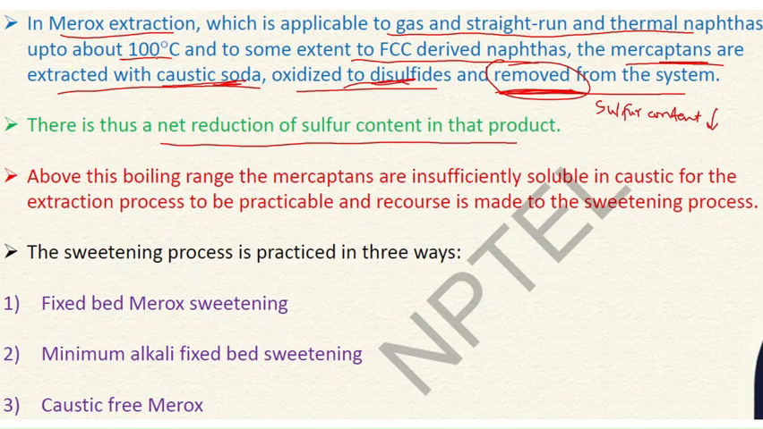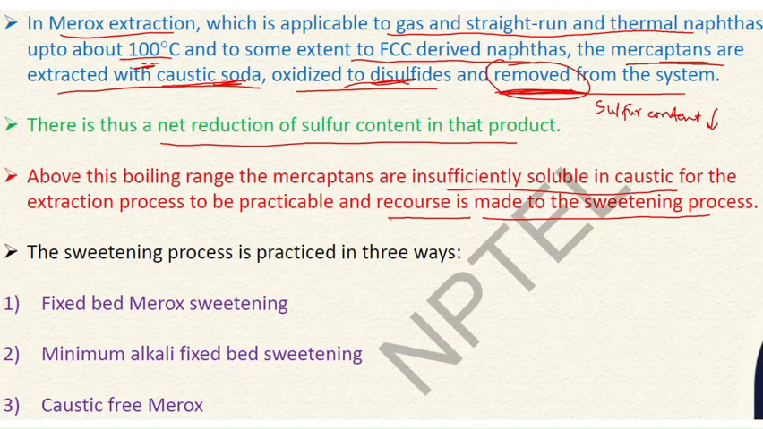Above this boiling point, above this 100 degrees C, the mercaptans are insufficiently soluble in caustic soda for the extraction process to be practicable, and recourse is made to the sweetening process. Okay, so basically, why up to 100 degrees C? What will happen if the boiling point increases? Then mainly it means that the hydrocarbon length or hydrocarbon size has increased. That means that large hydrocarbons may be insoluble. They become insoluble in caustic soda after 100 degrees C.